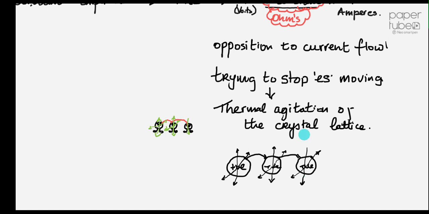Fair enough? So my analogy up here of the dogs, with the flea jumping from dog to dog, is the flea is the electron, the dog is the positive ion, and I'm not going to heat up any dogs for this. So that's what resistance is. It's the opposition to current flow, the opposition to moving electrons, due to the thermal agitation of the crystal lattice, which tries to impede or stop the electrons from moving. And that's what resistance is.